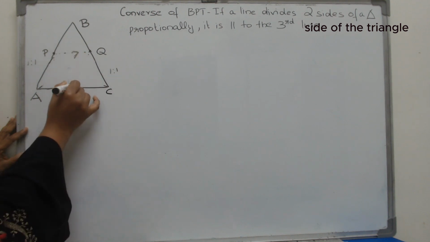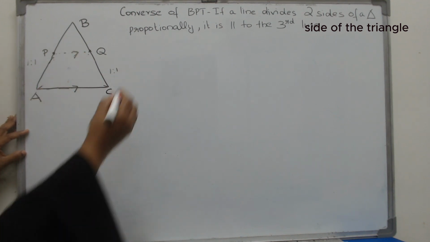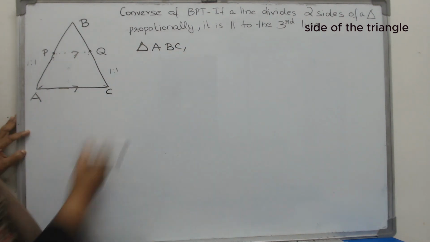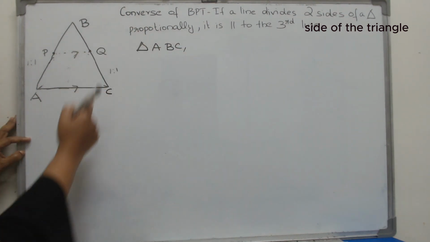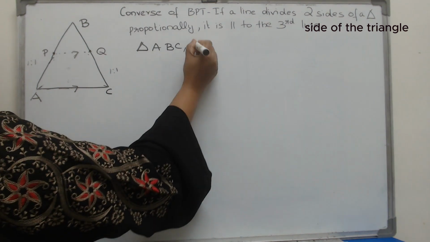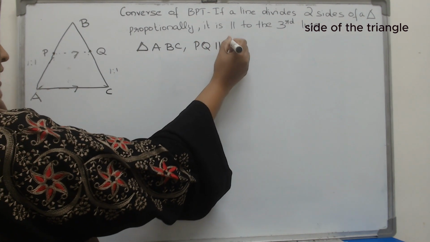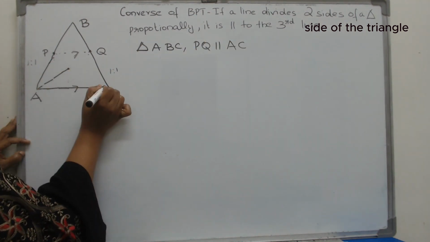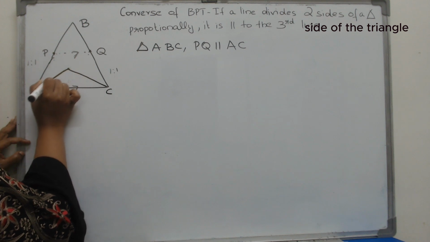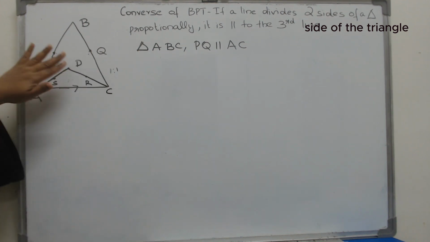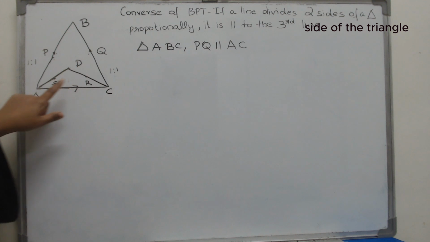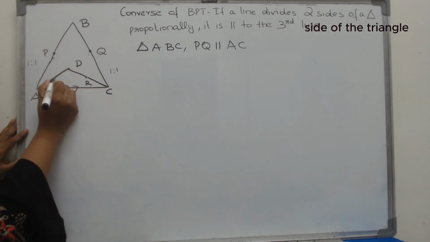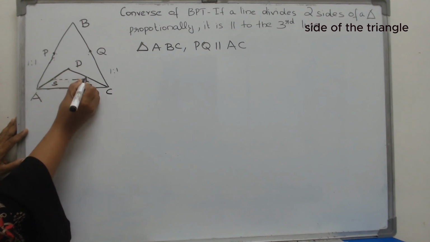Now we have got the first part of the result. How did we get that? We considered the triangle ABC and then we applied the converse of BPT and got PQ is parallel to AC. Now let us put back what we removed. What did we remove? We removed D. So we will put it back and we will put back both the midpoints also. Now again join S and R.